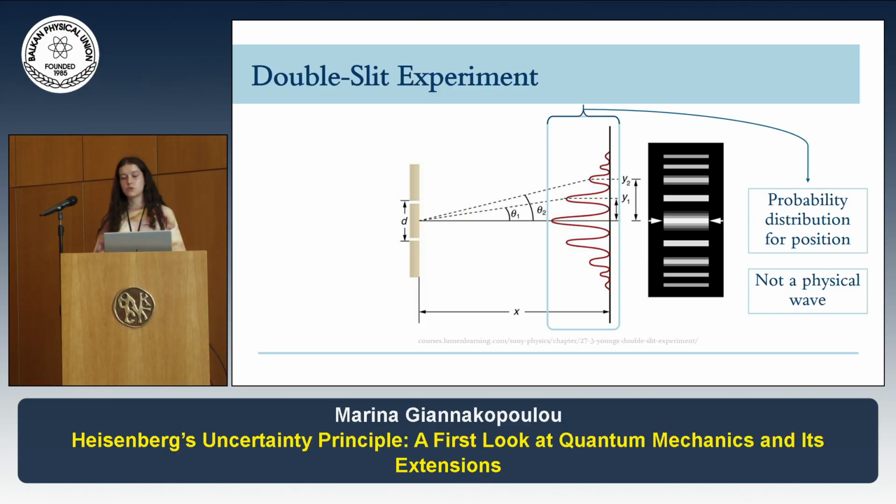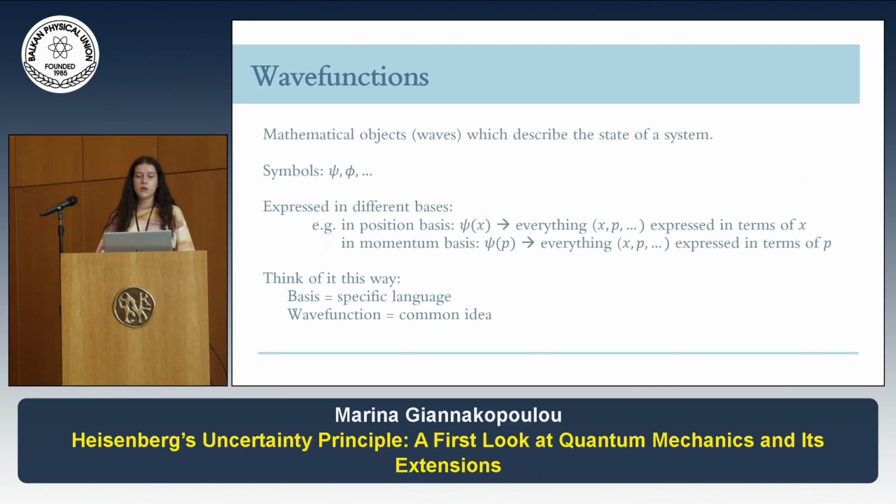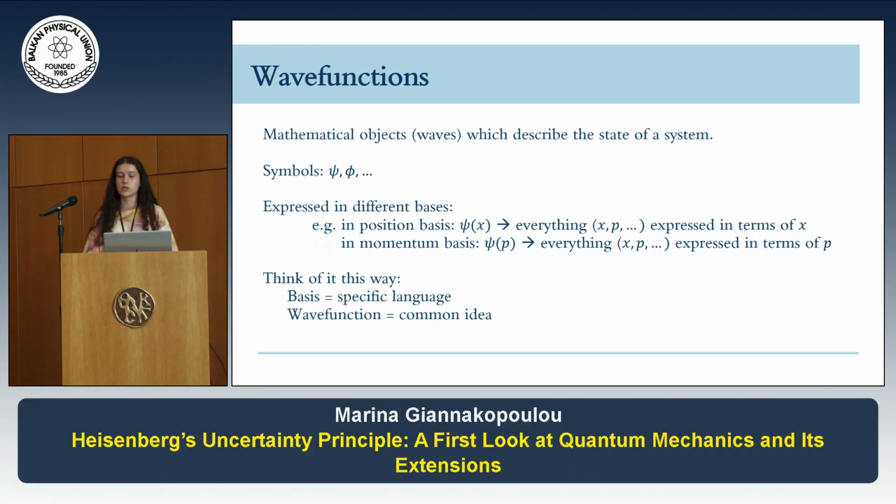So we understand that this wave is not a physical wave like a mechanical wave. It is rather a mathematical object. Specifically, it is derived from the so-called wave function of a system. The wave function is a mathematical wave too, and it describes the state of a system, such as what position it may have or its energy level.